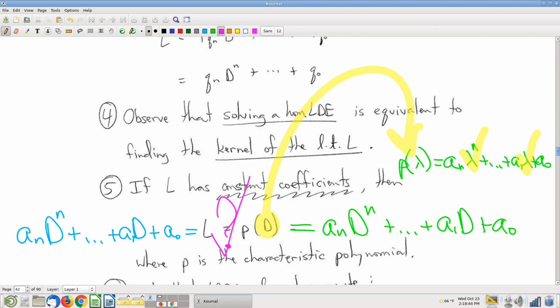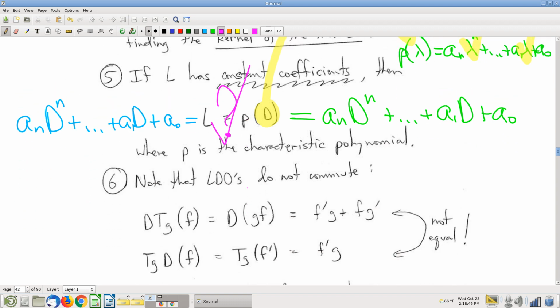Okay. Moving along. Now, we've already bemoaned the fact that linear differential operators don't commute, right? We've got this algebra of linear transformations, and when you multiply, t times s is not always the same as s times t, so you can't just switch the order of the multiplication, and that's a huge disappointment. Here's an example of the failure in action, right?